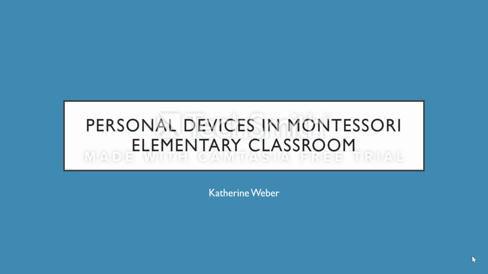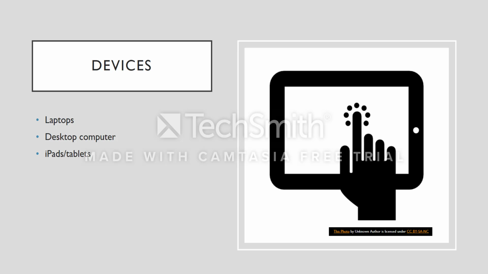So we are talking about personal devices in a Montessori elementary school classroom and how we use them in our classroom. A personal device can be a laptop, a personal desktop computer, or a tablet such as an iPad. In my classroom, the students have a 1-to-1 ratio for iPads, so that's what we focused on.